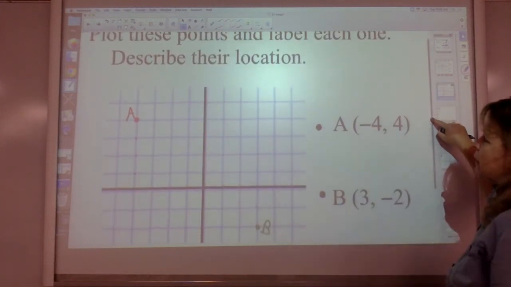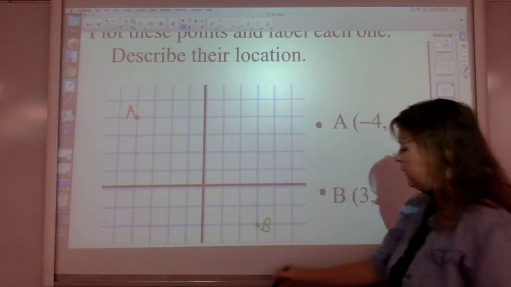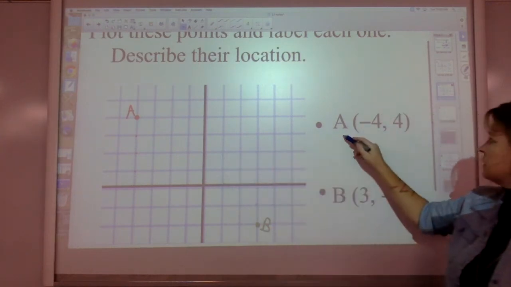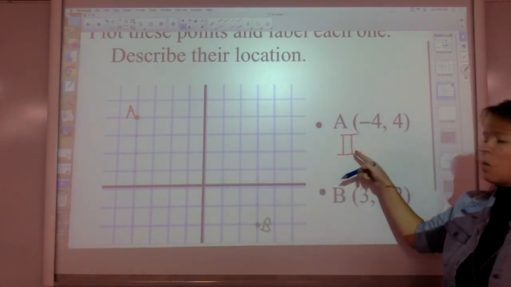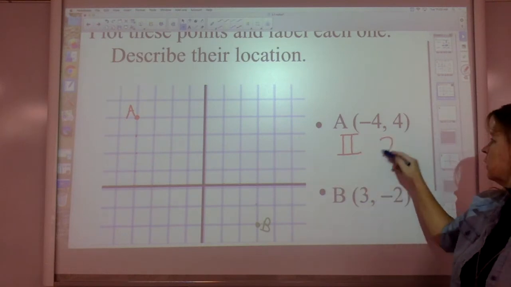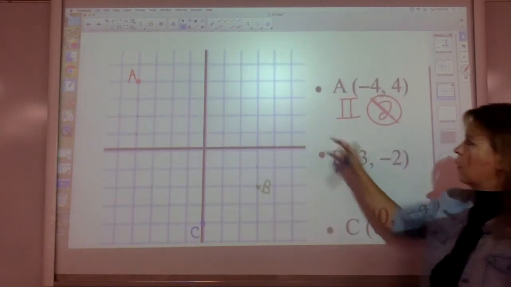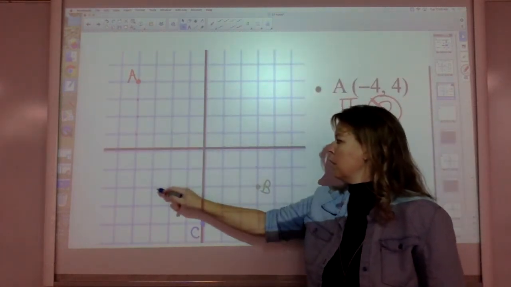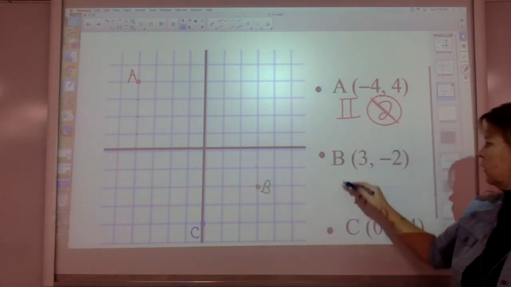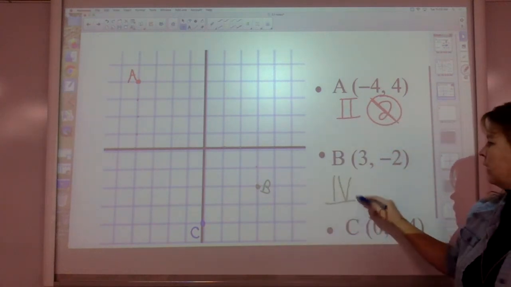So when it says describe their location, we look at A. The location of A is in quadrant 2, Roman numeral II, not the number 2. Can't do that. Location of B: quadrant 1, 2, 3, 4. Quadrant 4, IV.